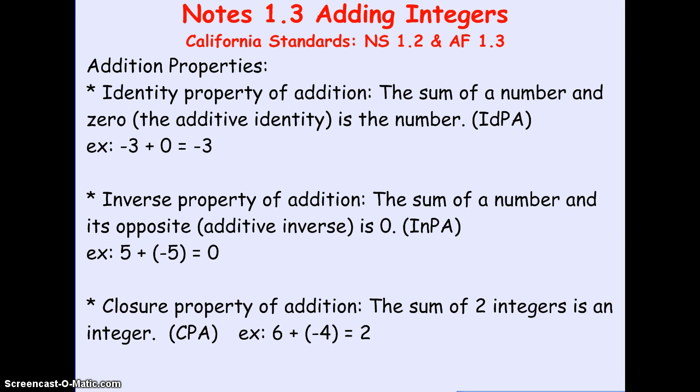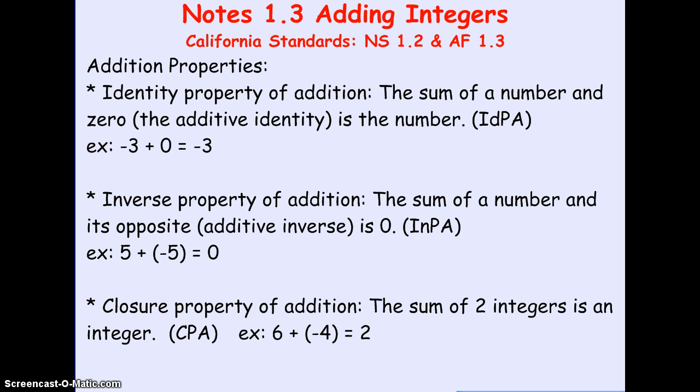The inverse property of addition, if you think of the word inverse, it sounds like reverse, which would mean the opposite. The sum of a number and its opposite, which is the additive inverse, is 0. INPA. In our example, we have 5 plus -5 equals 0. When you add opposites, they cancel out and become 0.